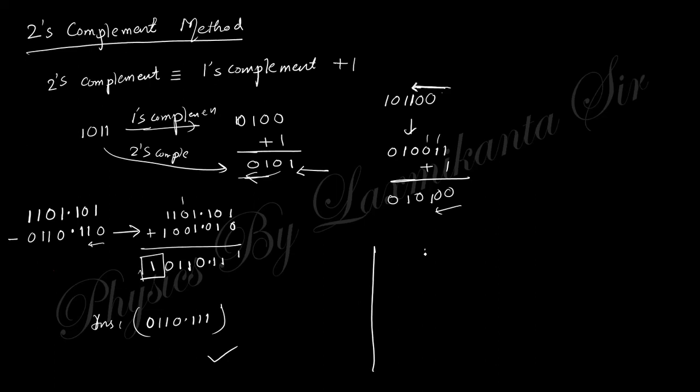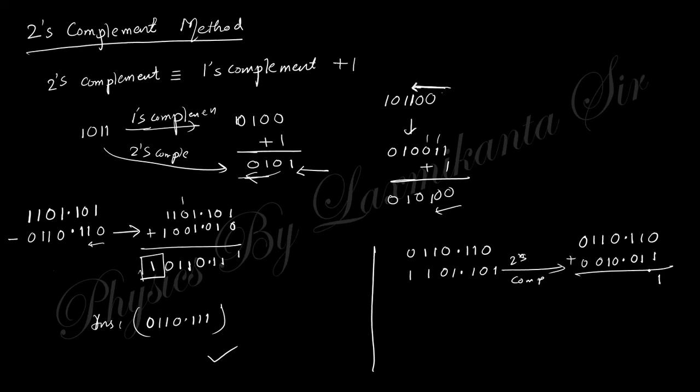If you reverse this subtraction, that is 110.110 minus 1101.101, and if you take the second complement, you will obtain 0110110, and this gives you 100100, and adding these things gives 1110111, so no carry. Since there is no carry, you change into the second complement. What will be the second complement? The first 1 stays, and then 1 changes into 0 and 0 changes into 1. So 110110 with a negative sign. So this gives you the same result.